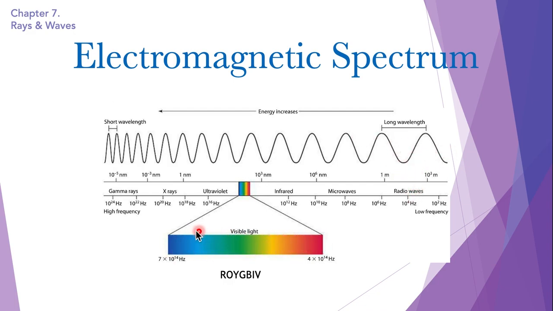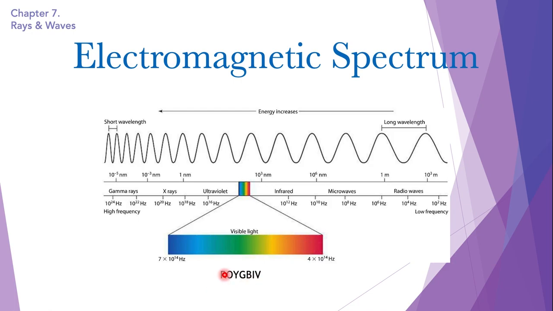The visible light spectrum contains all the colors from the rainbow. Roy G. Biv is a short form we can use to memorize all the colors. Roy stands for red, orange and yellow. G is for green, and Biv, B-I-V, is blue, indigo and violet. So this is the order of the colors.